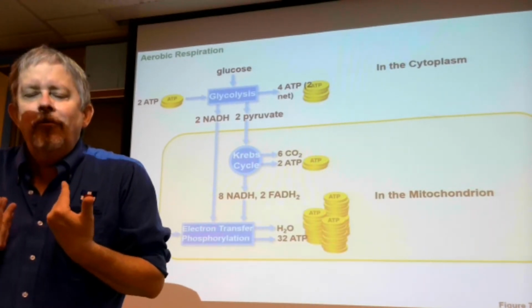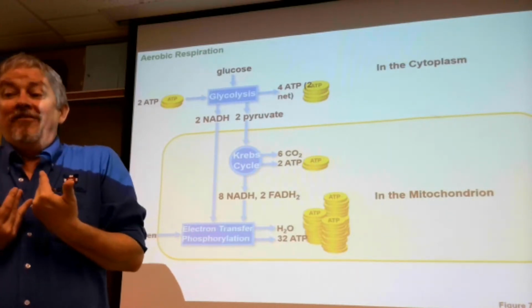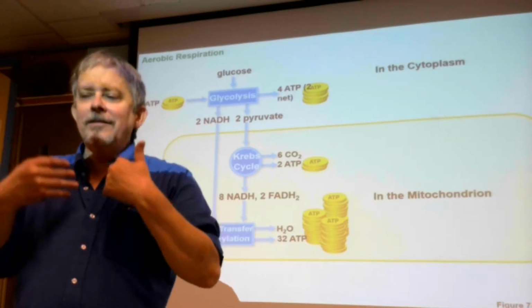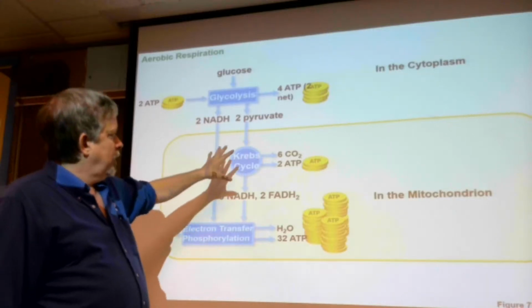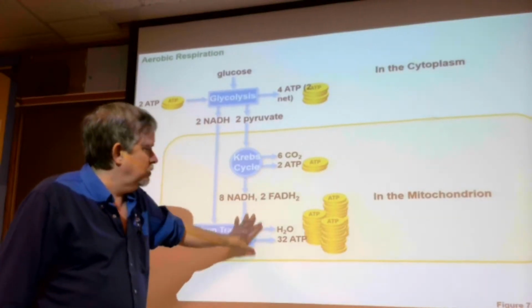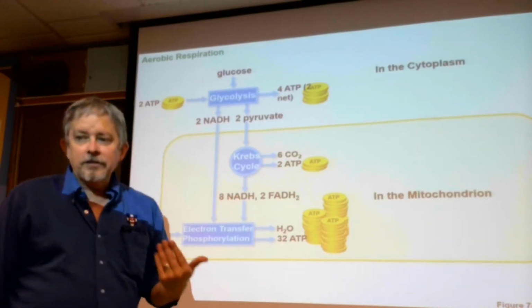You have 34 trillion cells. You can't survive like that. So you've got to have that constant input of oxygen so you can carry out the Krebs cycle and then lead into the electron transfer phosphorylation.